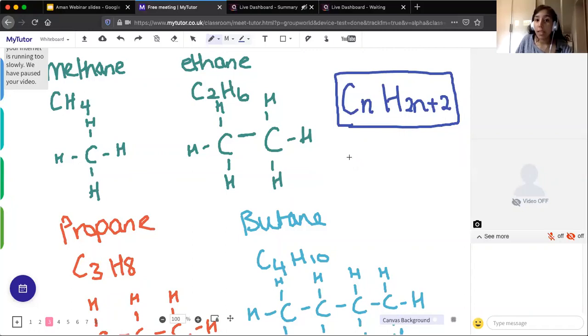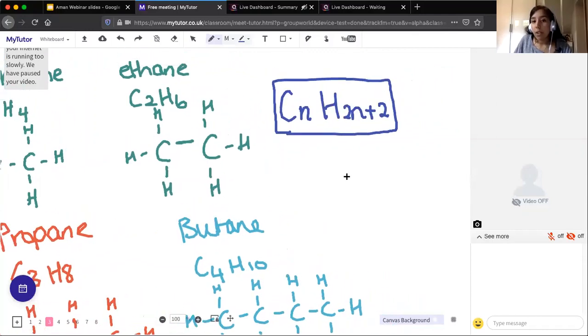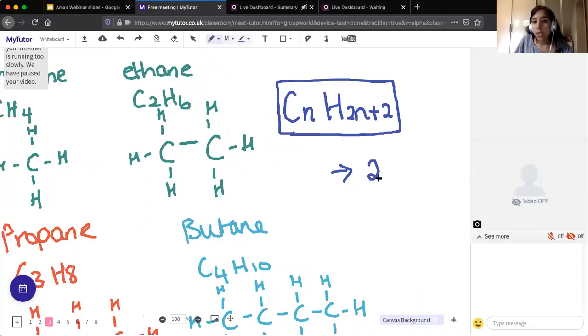So as I said, in an exam question, if they tell you the number of carbon atoms, you can use this formula to work out the number of hydrogen atoms. So let's do that now. If I tell you that an alkane has 21 carbon atoms, how many hydrogen atoms does it have? Or what's the formula of that alkane? So it's got 21 carbon atoms. How many hydrogen atoms will it have? Remember, use the general formula to help you there.